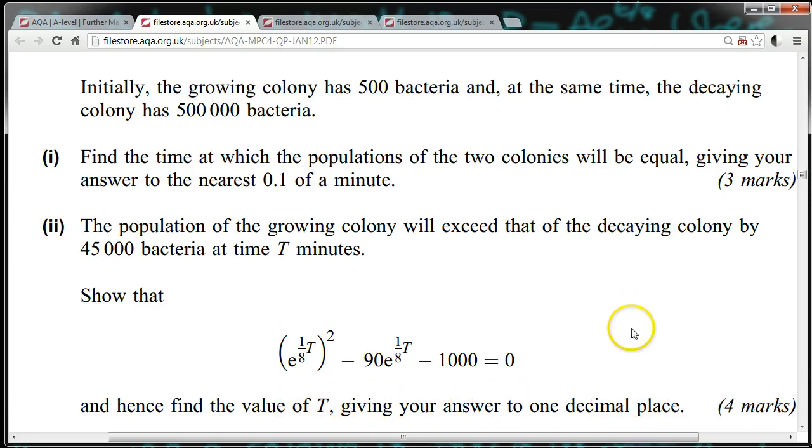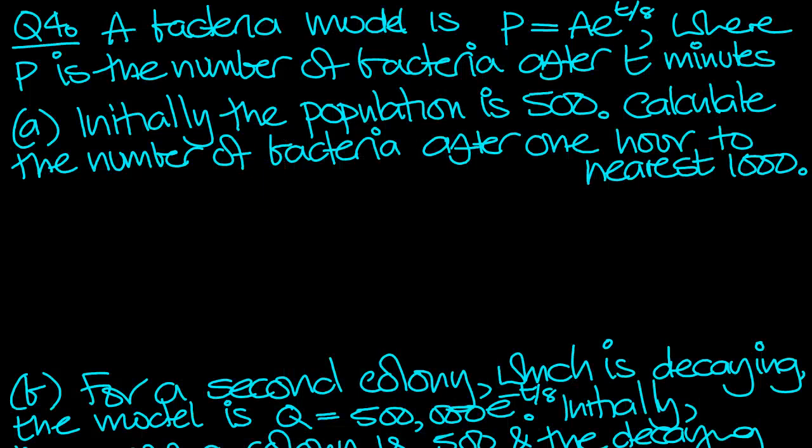to 1 decimal place. So it's a long question, isn't it? And I've broken it up into step-by-step stages. Hopefully these stages will be fairly straightforward for the most part. So let's have a little look at it then. Hopefully it takes longer to read than it does to do it.